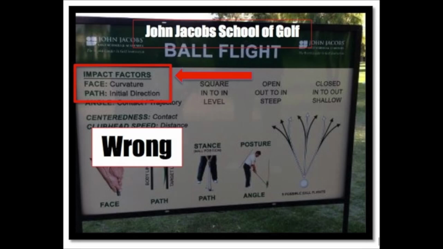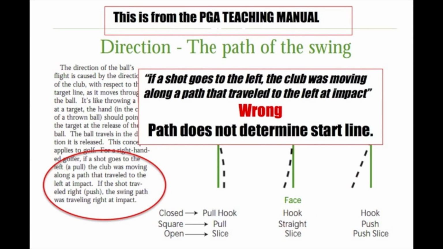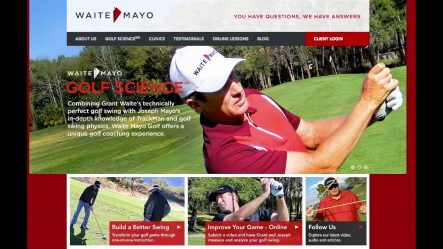This sign is from the John Jacobs Golf School, showing that the face determines curve and the path determines initial direction. Even an article in a recent Golf Digest suggests that the path determines the initial start line. Even the PGA teaching manual that is used for certification teaches the wrong ball flight laws. The good news is this is slowly changing. Now more and more science-based instructors are being heard in the mainstream of the golf industry. One example is the team of Grant Wade and Joe Mayo, who are among the new breed of tour player instructors. Here is a brief clip of Joe describing what determines the starting direction of ball flight.